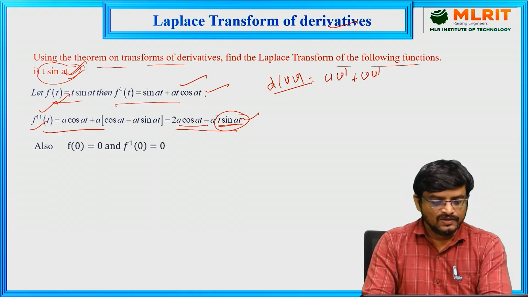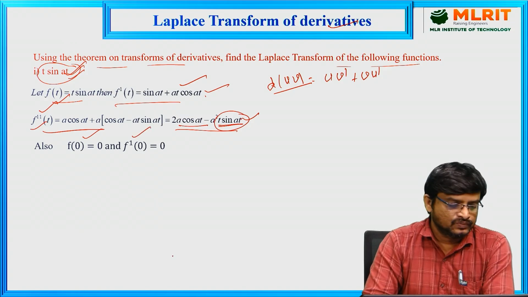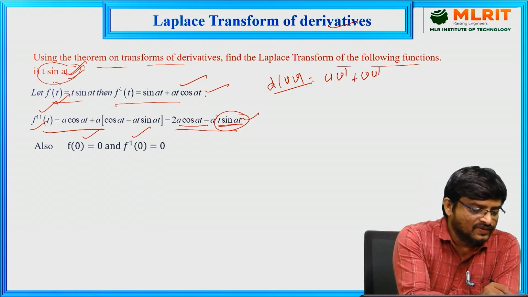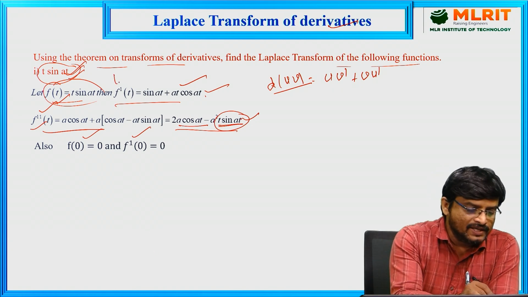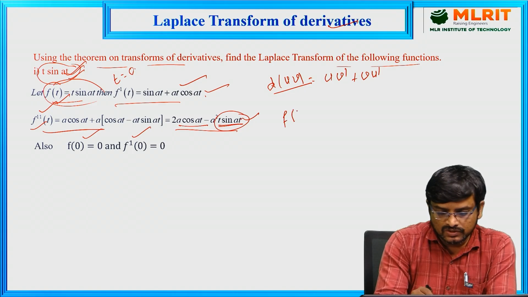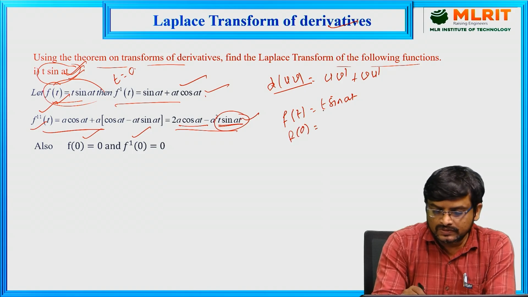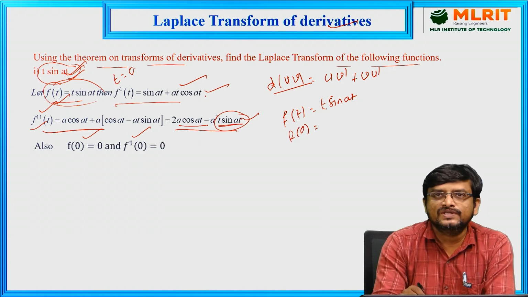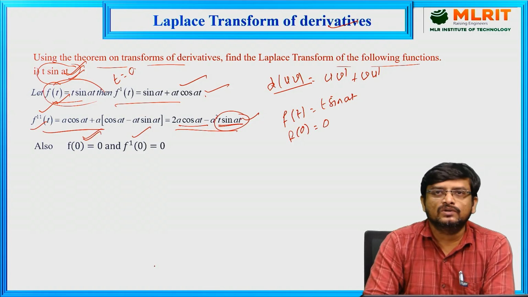Now similarly we want f of 0 and f dash of 0. We have considered that f of t is equal to t into sin at. Now take t equal to 0. Substitute t equal to 0, replacing t with 0 here. 0 into anything equals 0, so you will get f of 0 equal to 0.